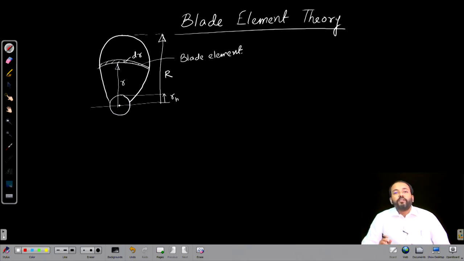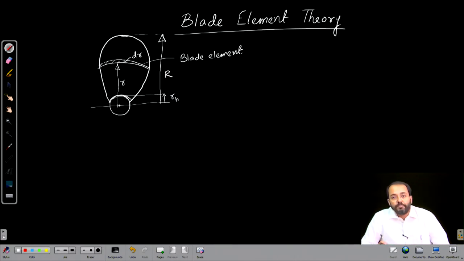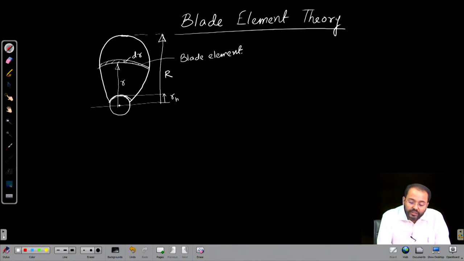In this particular theory, we are considering the blade to consist of a number of such elements, from the root section of the propeller blade to the tip of the propeller blade. For each blade element, depending on the inflow velocities, we will finally calculate the angles. Based on that, we will calculate the forces from which thrust and torque can be computed.